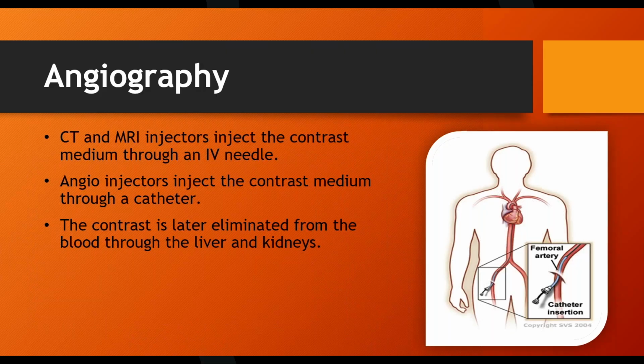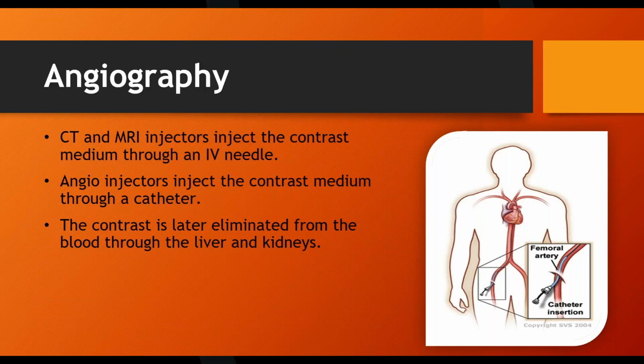For angiographic procedures, they don't use an IV needle, they use a catheter, right? They'll take the catheter and insert it into the femoral artery or the femoral vein, and they can snake it up to different parts of the body. A catheter is just basically a really long, thin tube, but we want to get the tip of this catheter into the chamber of the heart or one of the arteries around the heart or something like that.